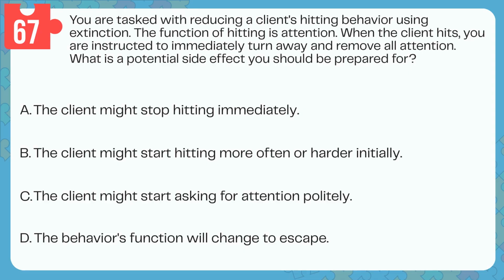Question 67. You are tasked with reducing a client's hitting behavior using extinction. The function of hitting is attention. When the client hits, you are instructed to immediately turn away and remove all attention. What is a potential side effect you should be prepared for? A. The client might stop hitting immediately. B. The client might start hitting more often or harder initially. C. The client might start asking for attention politely. D. The behavior's function will change to escape.